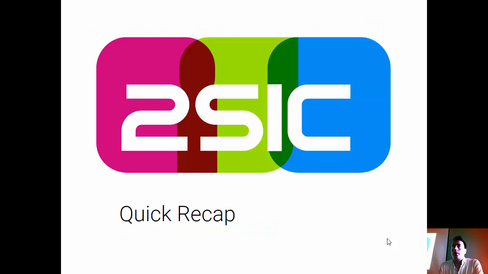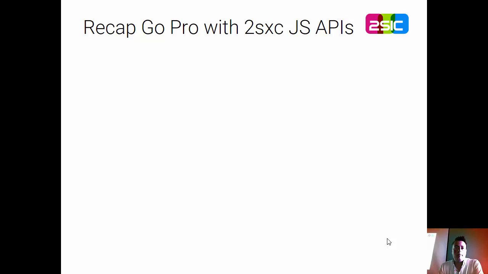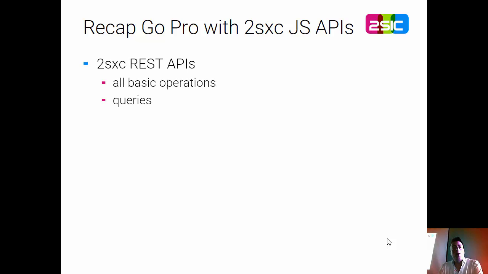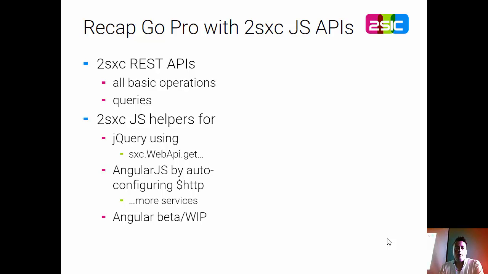So let's do a recap of the current situation. We have REST APIs, and it covers all the basic operations, and it covers querying for like 95% of all cases. You have JS helpers, which can be used inside jQuery or any other kind of language. We have AngularJS, and there's the Angular. Angular without the JS is supposed to be the version 2 and up. You're not supposed to say the JS anymore. So there we have a prototype already that's working.